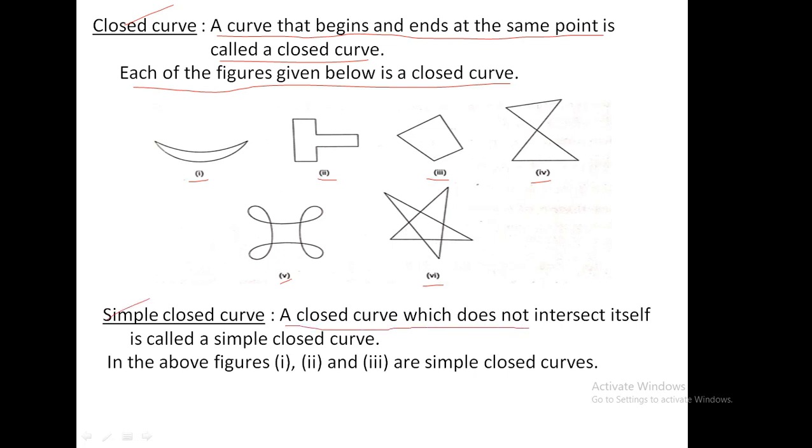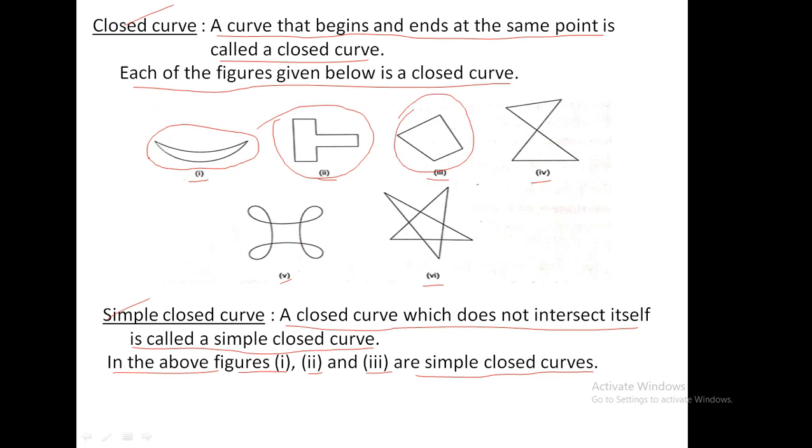A closed curve which does not intersect itself is called a simple closed curve. In the above figures, first, second and third are the simple closed curve. This one is an example of simple closed curve. The second one is also an example of simple closed curve. The third one is also an example of simple closed curve. The fourth one is not a simple closed curve because it intersects itself. The fifth one also intersects itself. The sixth one also intersects itself. So fourth, fifth and sixth are not simple closed curve.